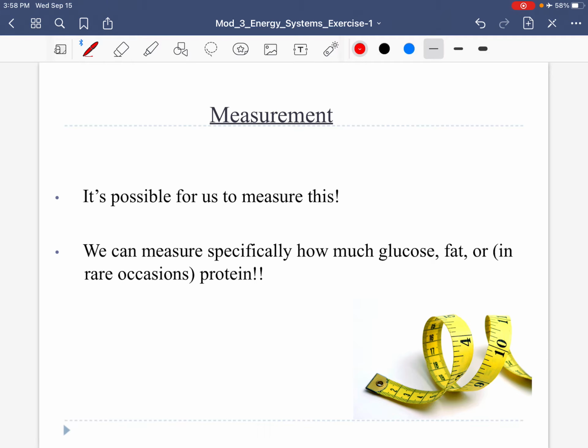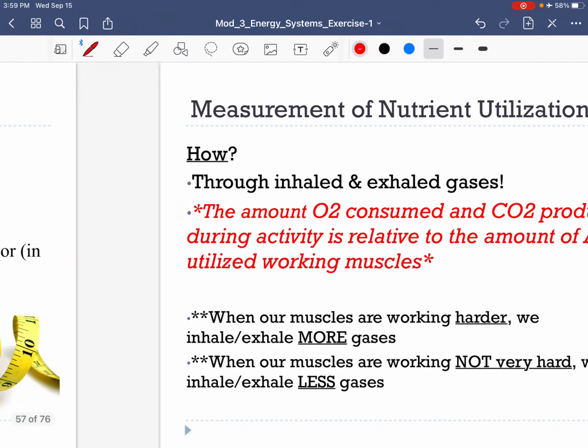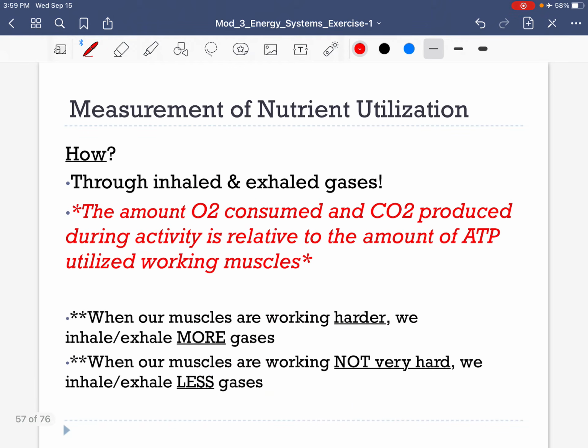Alrighty. So some quick words on measurement. So this is all fine and well. We talked about how our muscle cells get energy. They produce ATP using such and such chemical reactions. We form ATP from carbohydrates, whether it's blood glucose or stored glucose as glycogen, or we can form ATP from fat, and we only form ATP from protein in a small amount. Well, let's talk about measuring some of this.